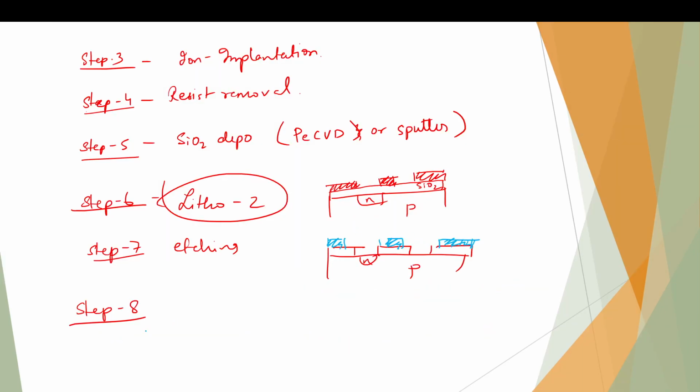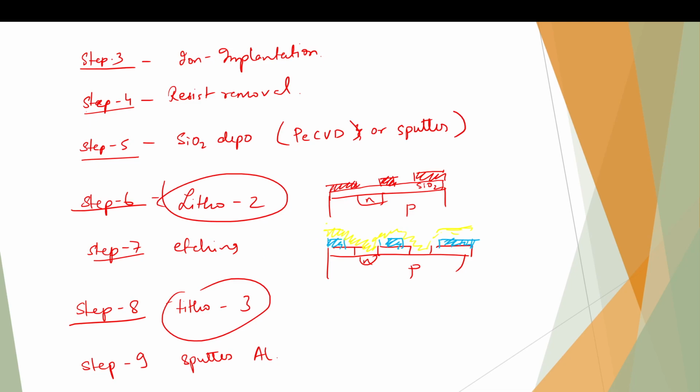Then we will sputter. So I'll write it. So this was by litho 3. Then step 9 is sputter aluminum. So we'll sputter coat aluminum on top of everywhere. So there will be aluminum here, here, here, here, here, here, here, everywhere.